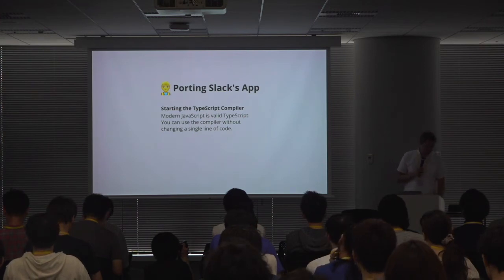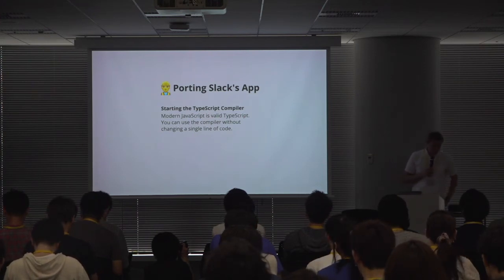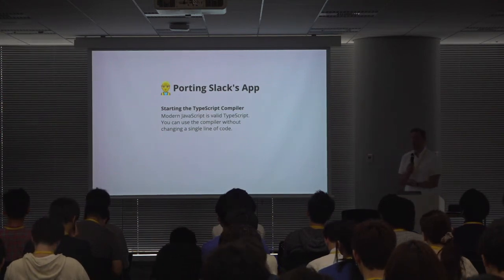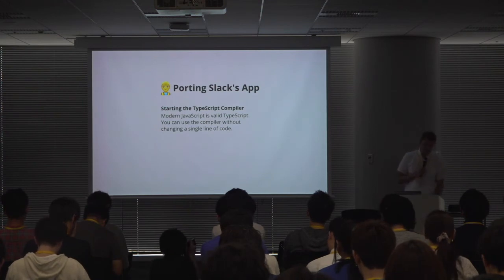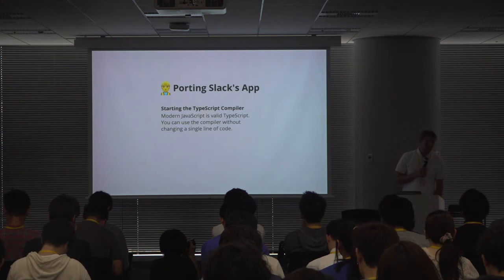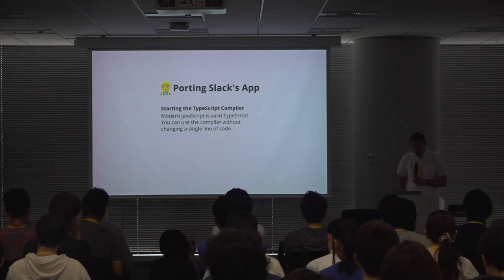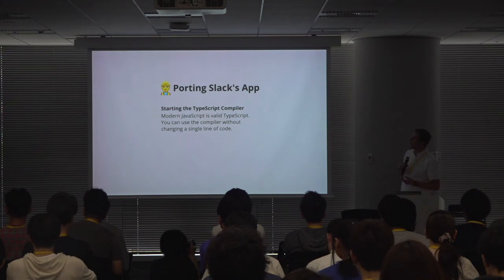So that's the biggest strength that I see, because if you have a large code base and you can't afford to port the whole thing over, this lightweight start is really, really powerful. You can just turn on the compiler. You don't have to worry about anything else. And it's great for code bases that you simply cannot afford to port over in one go. So let's summarize what that actually means for Slack.